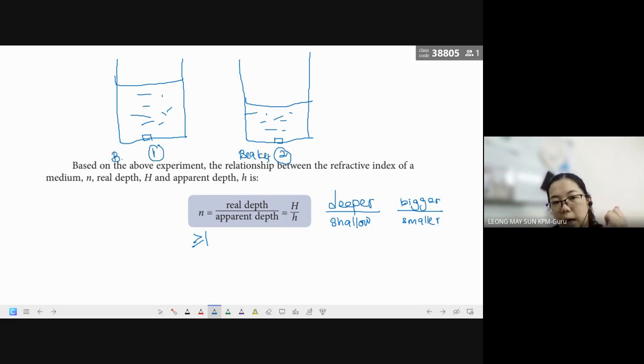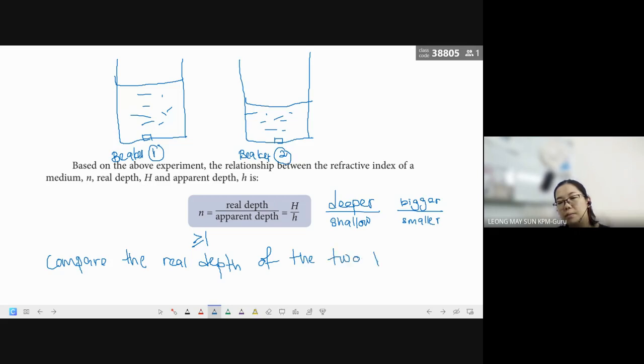I'm going to ask you a comparison question, and I want you to write that inside the chat box. Compare the real depth of the two beakers. Please kindly write this answer in the chat box.